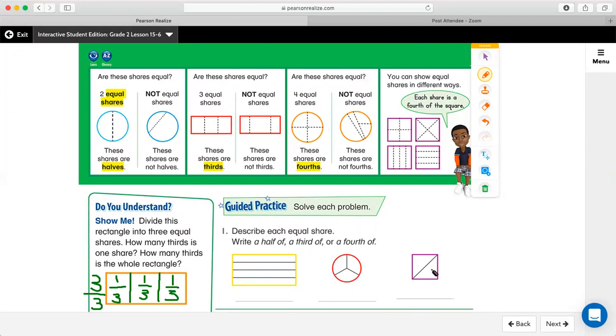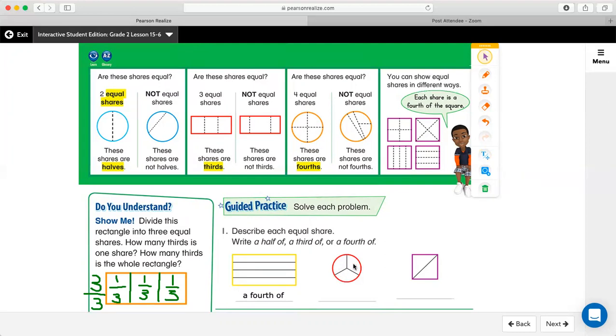Okay. So what you have to do here is for number 1, you're going to look at the shape and decide, did they divide it into half of, a third of, or a fourth of? Okay. Half is 2 pieces, a third is 3 pieces, a fourth is 4 pieces. So if we look here, we have 1, 2, 3, 4. So this would be a fourth of our rectangle.